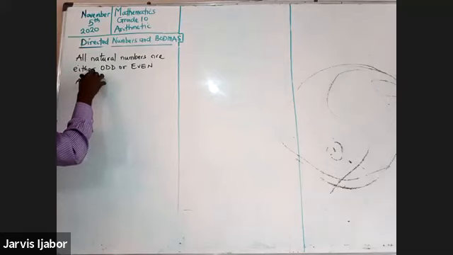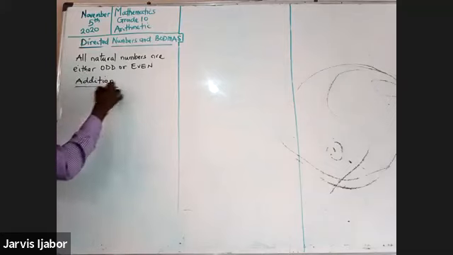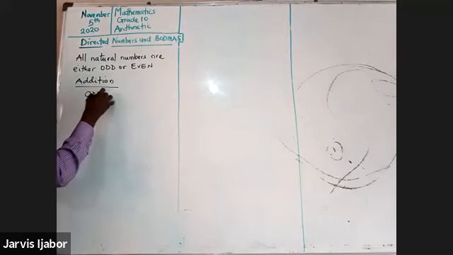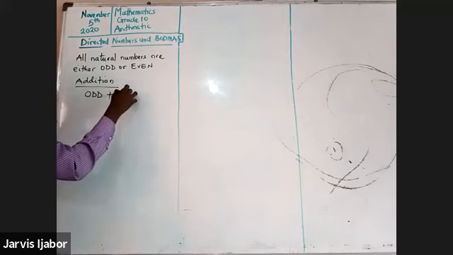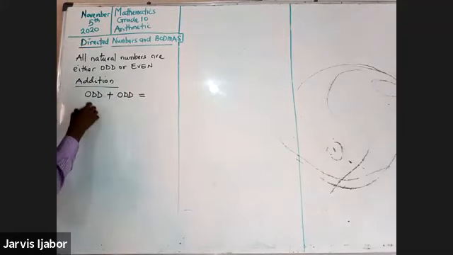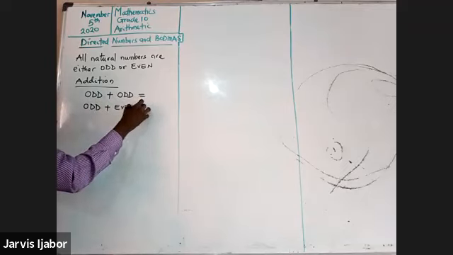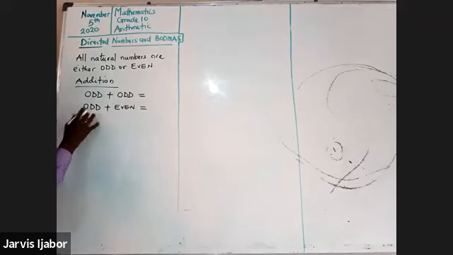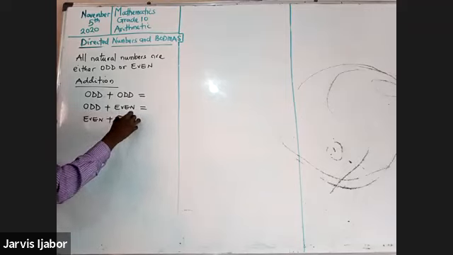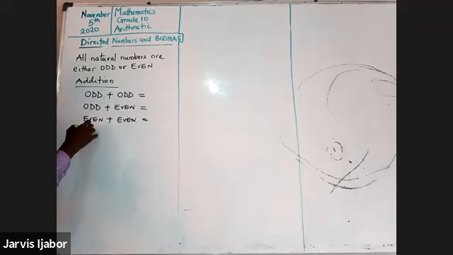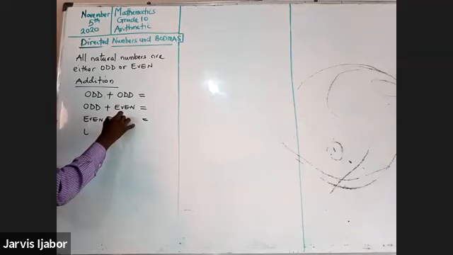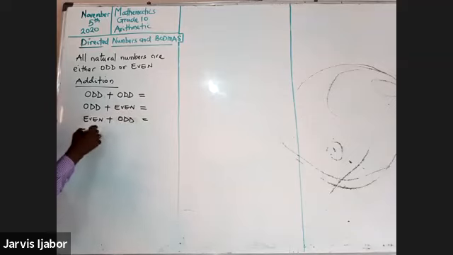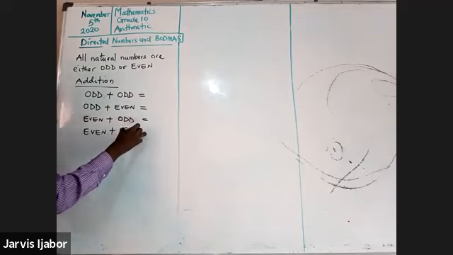So let's look at addition. If you have an odd number added to an odd number, what do you get? If you have an odd number added to an even number, what do you get? If you have an even number added to an even number, what do you get? And if you have an even number added to an odd number, what do you get?